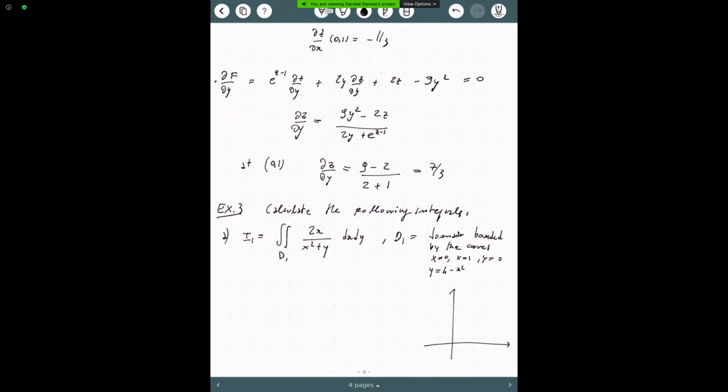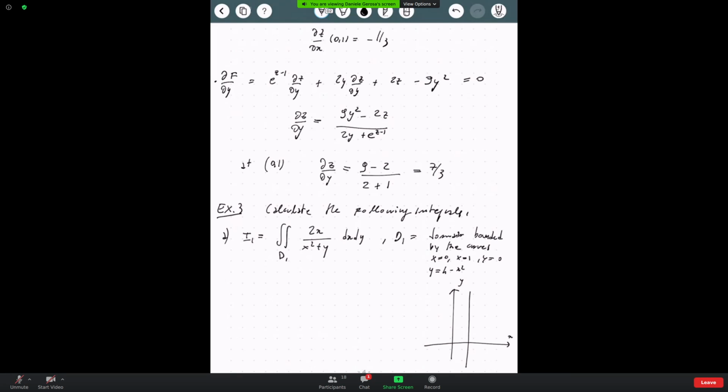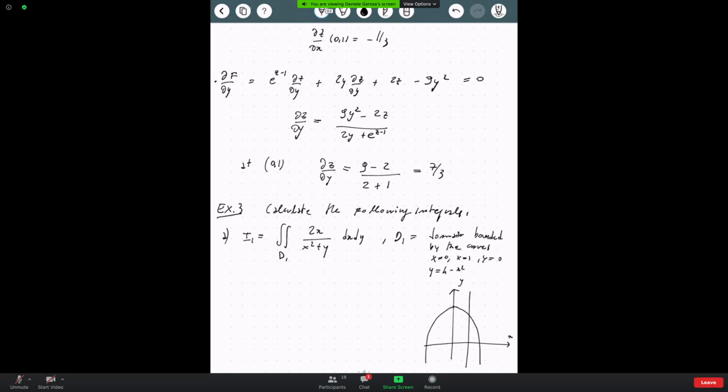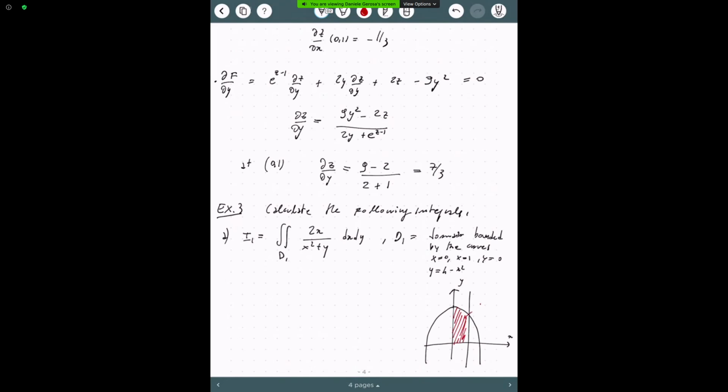As I told you already, it's a good idea to make a little sketch of your domain. So here you have a straight line x equal to 1, and then you have x equal to 0, then you have y equal to 0, and then you have some parabola that has the maximum at x equal to 0, which is equal to 4. This is the parabola, and this is our domain D1, right? Rather easy to describe.